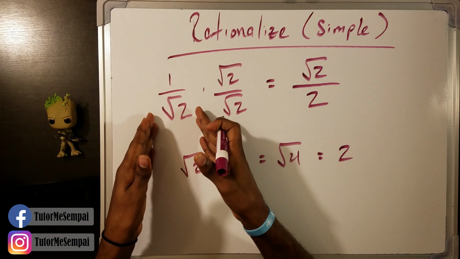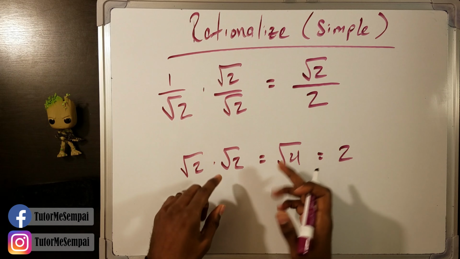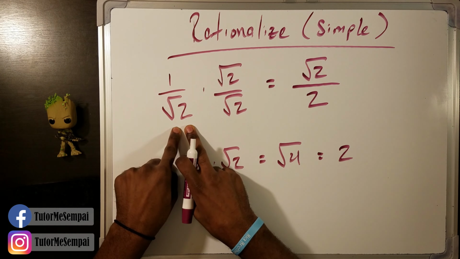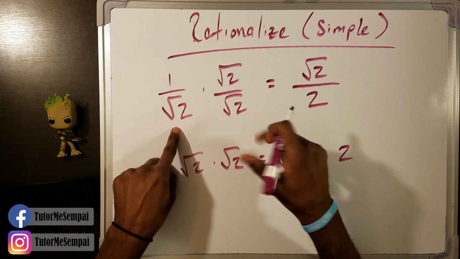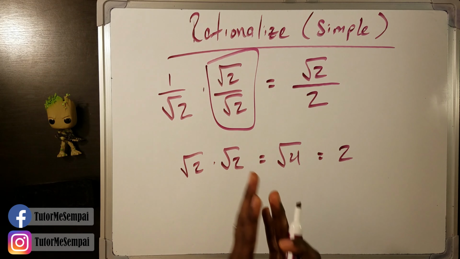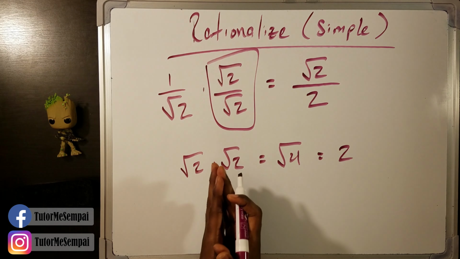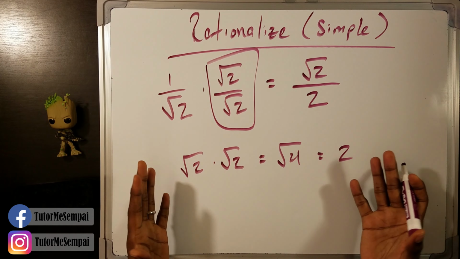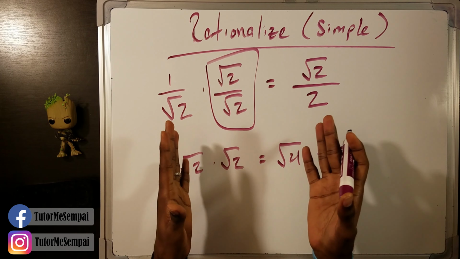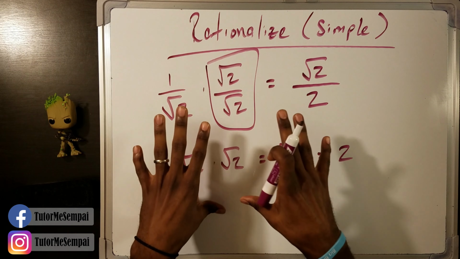So whenever you're dividing by a square root, all you have to do is take that same exact square root and multiply top and bottom. We do this so that we're multiplying by 1 and we're not changing the value of our fraction. We're just changing how it looks. So this is the simplest one. However, just because it's simple doesn't mean that all of them are going to play out the same way.